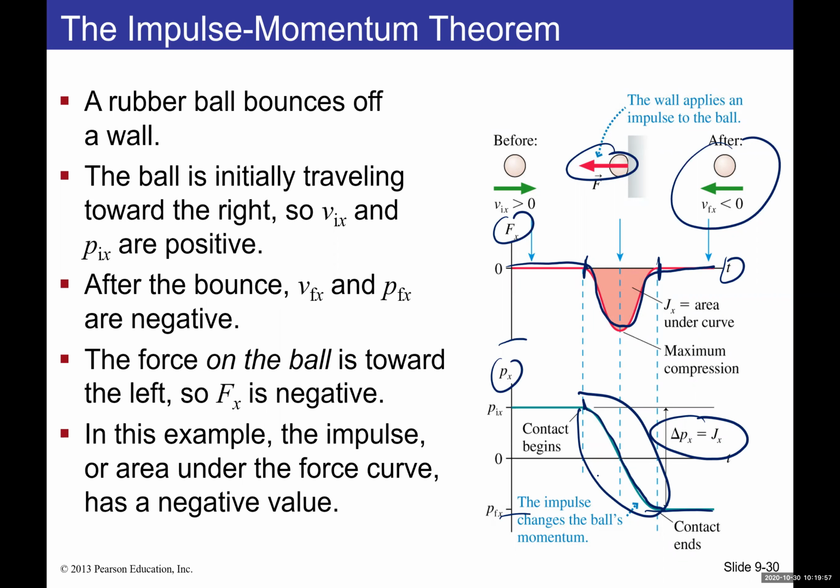All right, so you can write that the impulse, or area under the force curve, has a negative value. So that's why this impulse is going to be a negative value. And this also represents delta P, which you also consider a negative slope, which corresponds with our impulse, right?